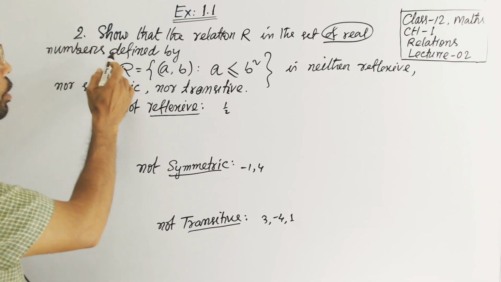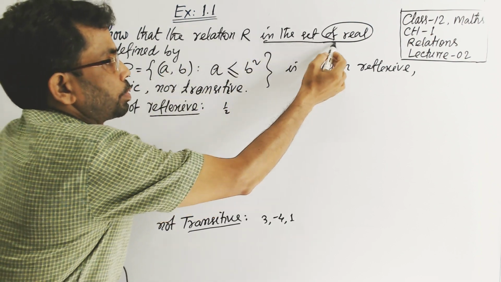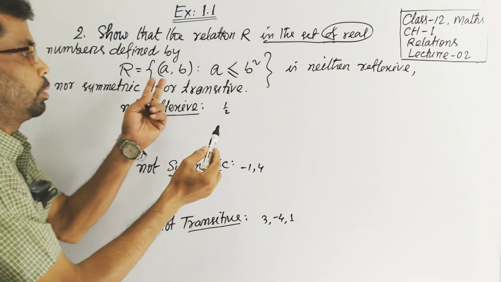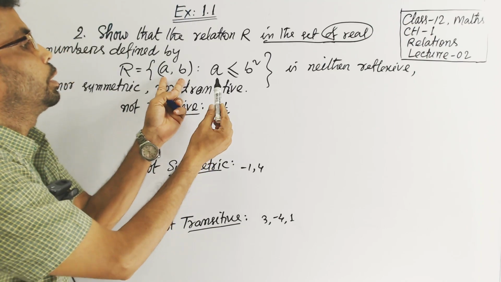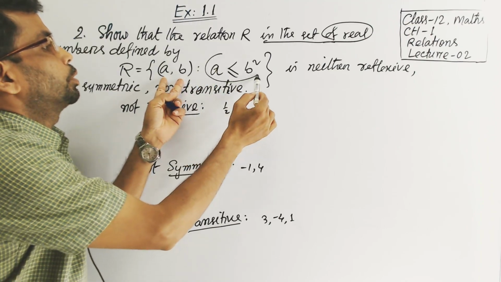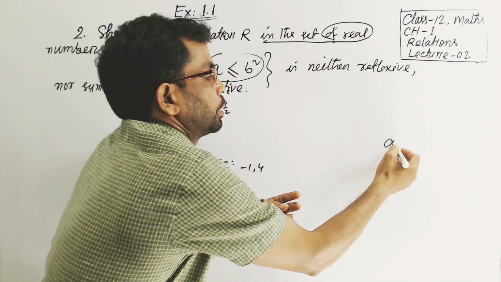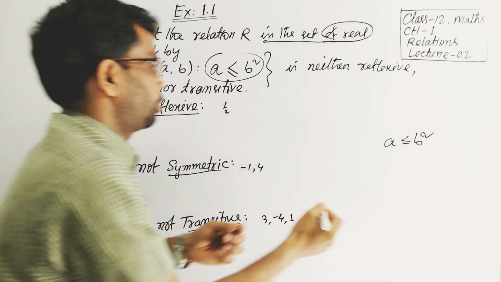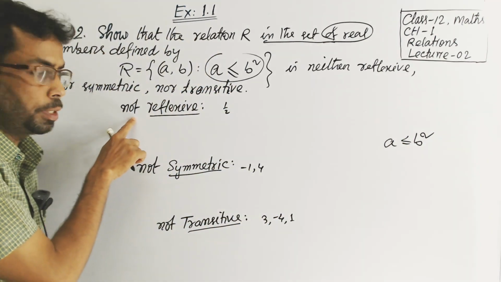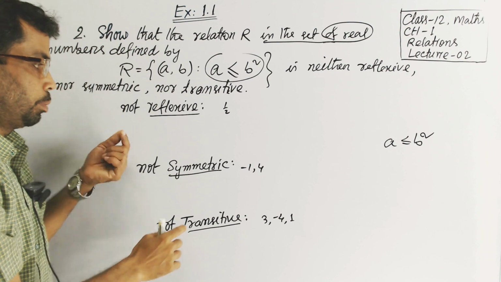So this relation, we can say it is an equivalence relation, and on equivalence relations we are going to solve more questions. In this one, a and b are connected by the condition a less than or equal to b square, and we have to prove that the relation is not reflexive, not symmetric, and not transitive.